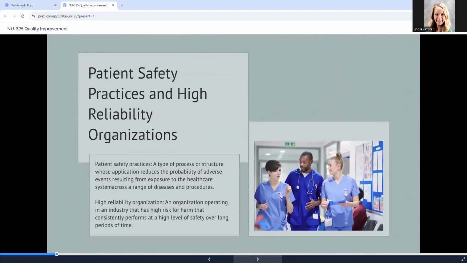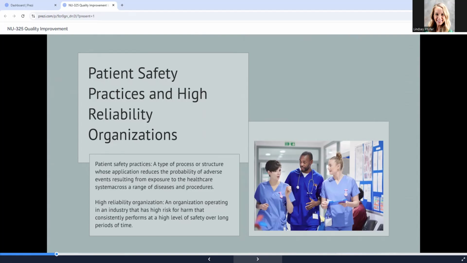Patient safety practices are a type of process or structure whose application reduces the probability of adverse events resulting from exposure to the healthcare system across a range of diseases and procedures. So this would be an example of when you go in to administer a medication. A patient safety practice is to verify that you have the right patient by having them verbalize their name and date of birth to you. A lot of facilities also nowadays have barcodes in which you have to scan the patient's wristband to again confirm that you indeed are with the right patient before performing any sort of patient care, such as medication administration.